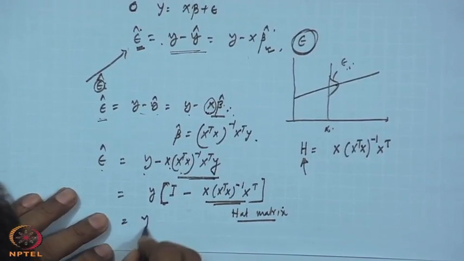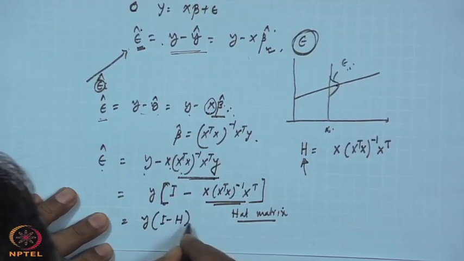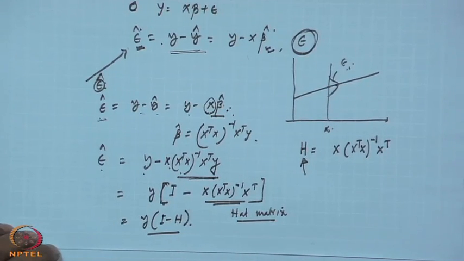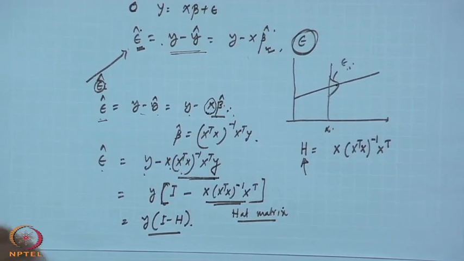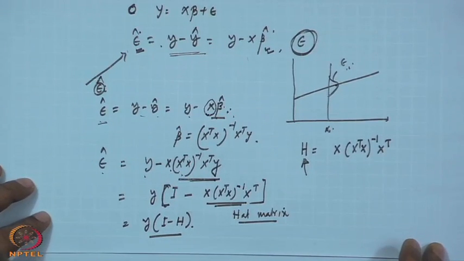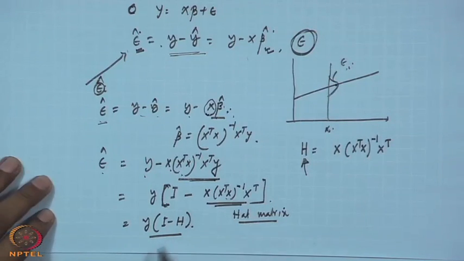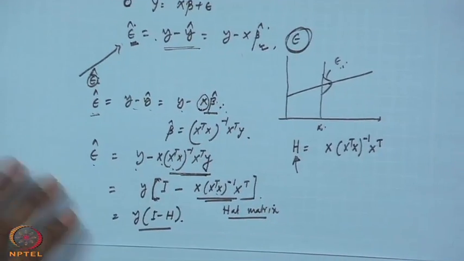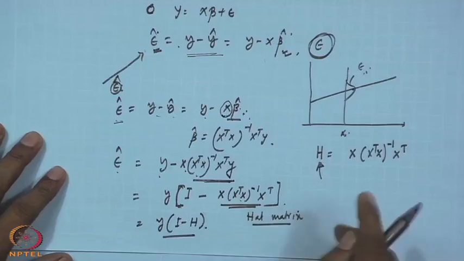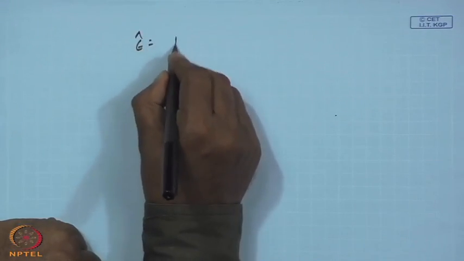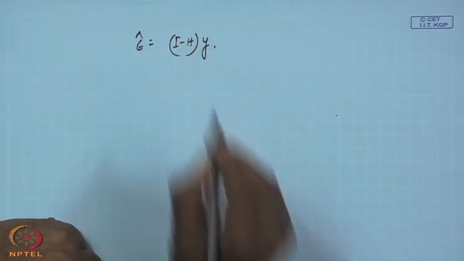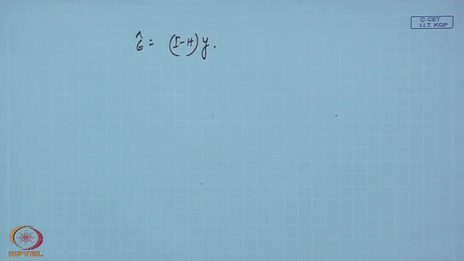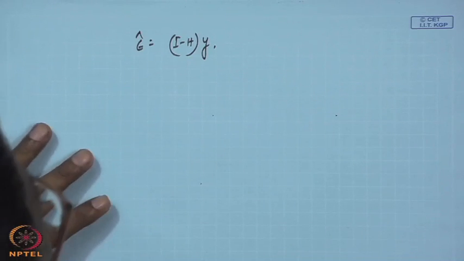So, that means we can write this as y, I minus H, correct. So, you require I minus H into y. You have to see the matrix multiplication compatibility. Okay. So, we can write I minus H epsilon cap equal to I minus H into y. I think this is compatible. This is compatible. Okay.